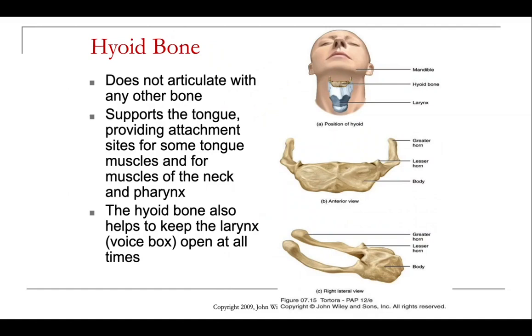So the hyoid bone, it does not actually articulate with any other bones, but it does help to support the tongue by providing attachment sites for the tongue muscles and some of the muscles of the neck and pharynx. It also helps to keep the larynx or voice box open at all times.